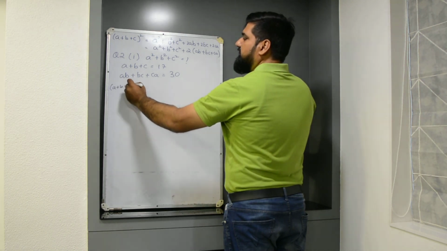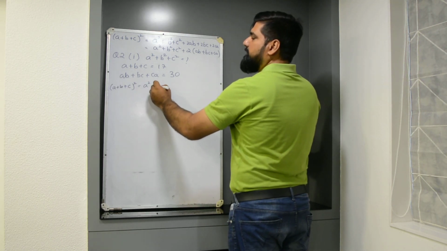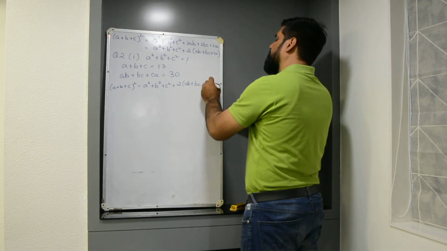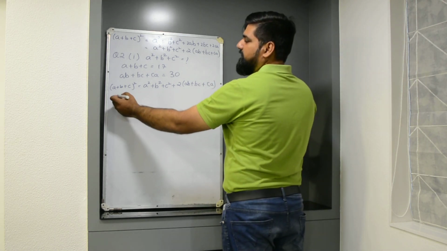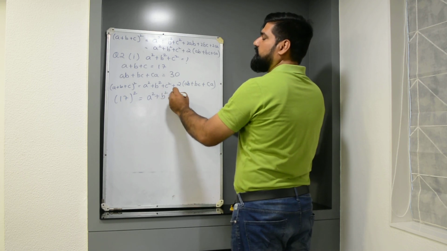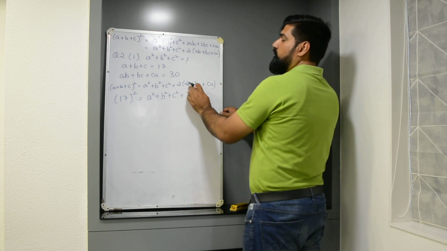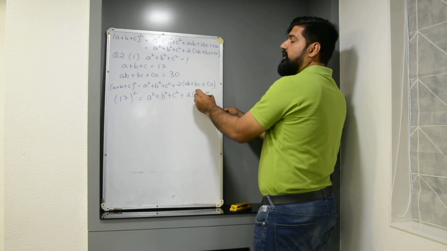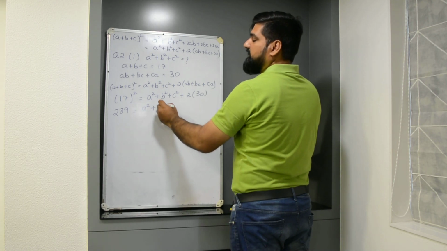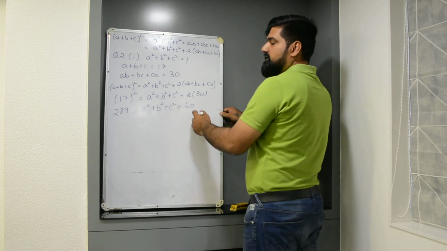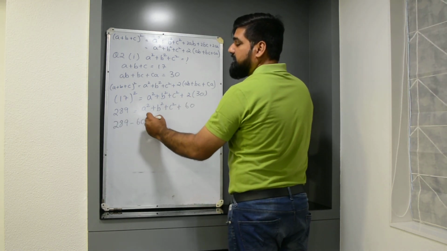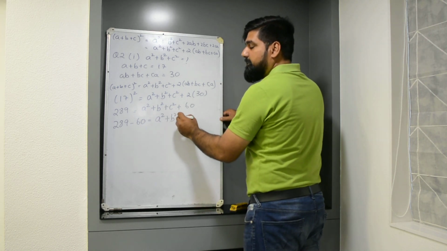(a plus b plus c) whole square is equal to a square plus b square plus c square plus 2 times (ab plus bc plus ca). So instead of a plus b plus c I can write 17 whole square is equal to a square plus b square plus c square plus 2 into, instead of ab plus bc plus ca, I can write 30. So this is 289 is equal to a square plus b square plus c square plus 60. This plus 60 will go to that side, it will become minus. So 289 minus 60 is equal to a square plus b square plus c square.